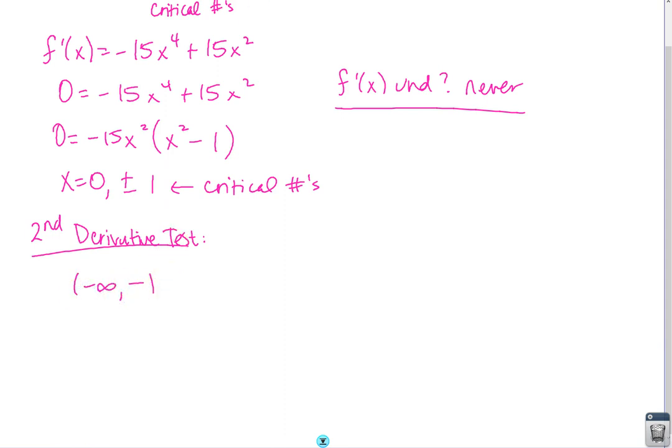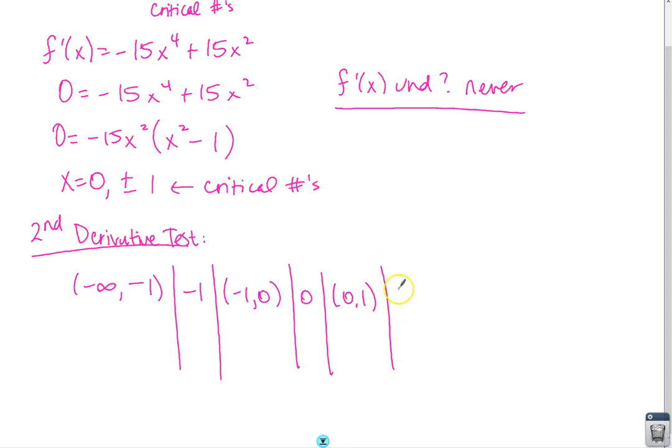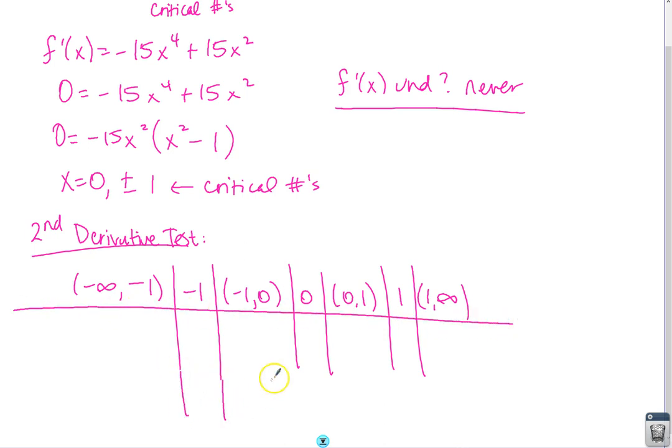Ooh, that almost looks like a parenthesis. Negative 1. And then I'm going to go from negative 1 to 0, 0 to 1, 1 to infinity. I'm looking at my second... I'm going to actually put all three of my functions here: my function, my derivative, and my second derivative.